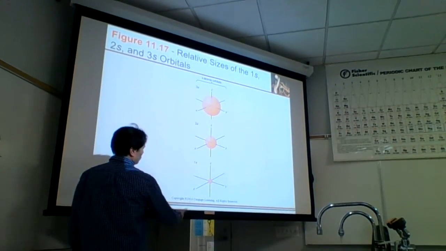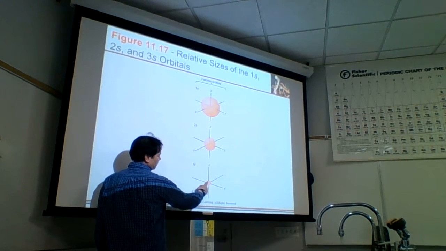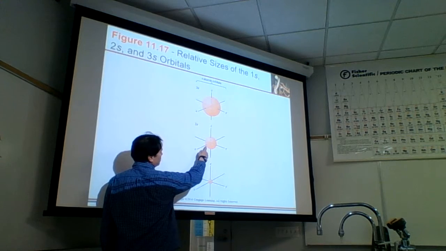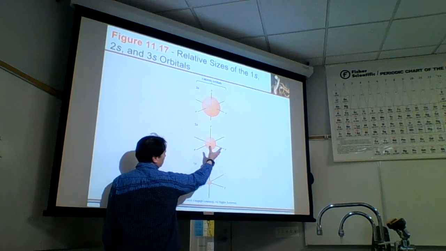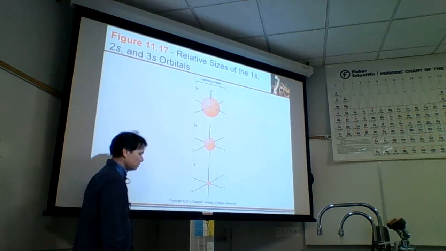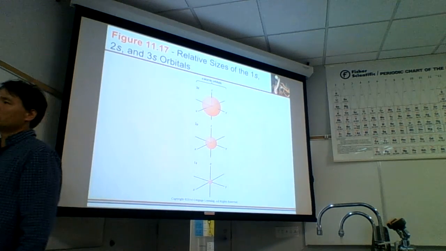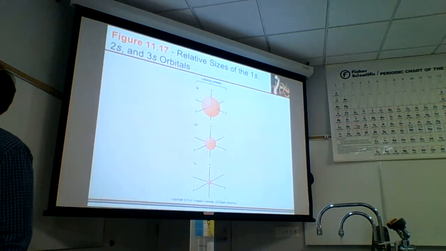This is what we call a 1s orbital. If we jump to the next higher energy orbital, this is a 2s orbital, it's going to be a lot bigger. It's going to be a lot bigger because it's got more energy, so it can be further from the nucleus.